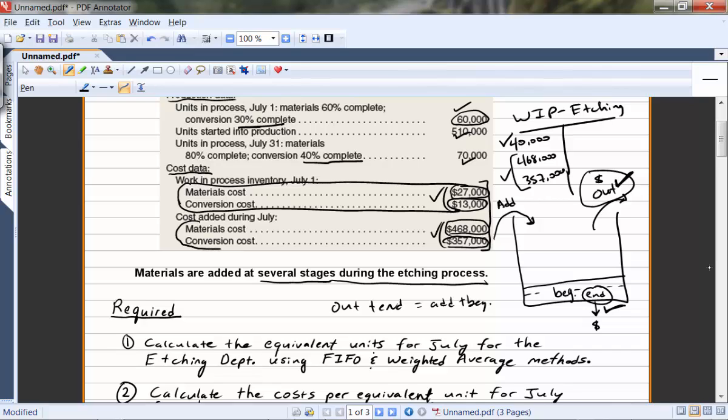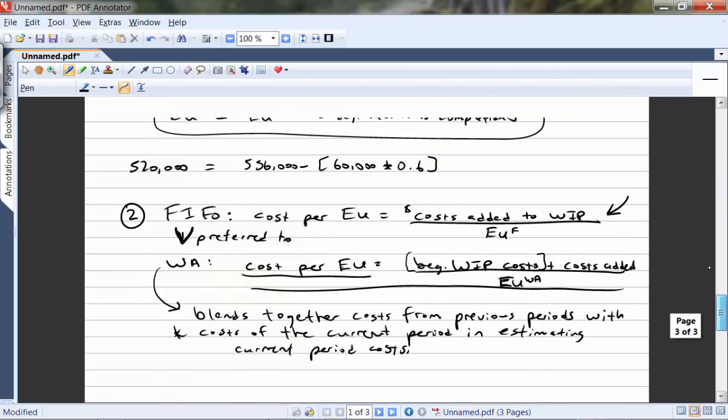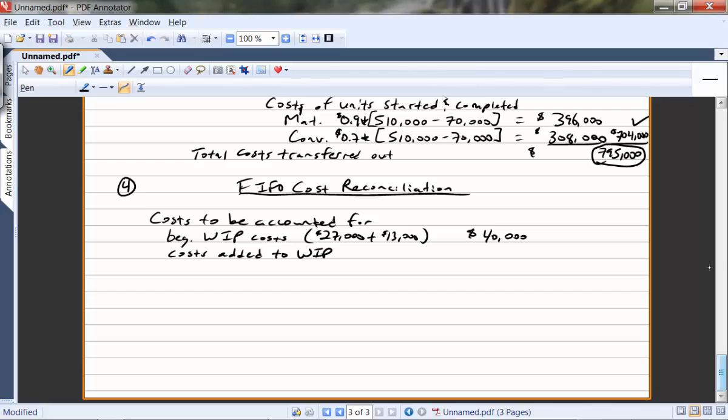And then the costs that were added would be the cost added for materials and the cost added for conversion, 468 and 357. These are the costs that we're trying to account for. So the costs that were added, if you add those two, would be 825,000. And so the total costs we're trying to account for are $865,000.